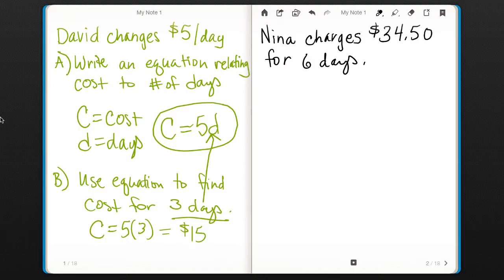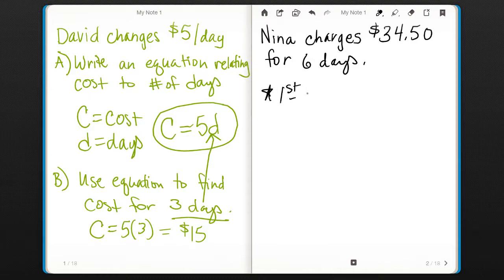What would you do, Hannah? You would divide 6 into 34.50, and that's going to take that rate down to a unit rate. Exactly. So that's what you should do. If you're not given the unit rate, you should take it to the unit rate first, and that's going to help you write your equation. So let's write that down.